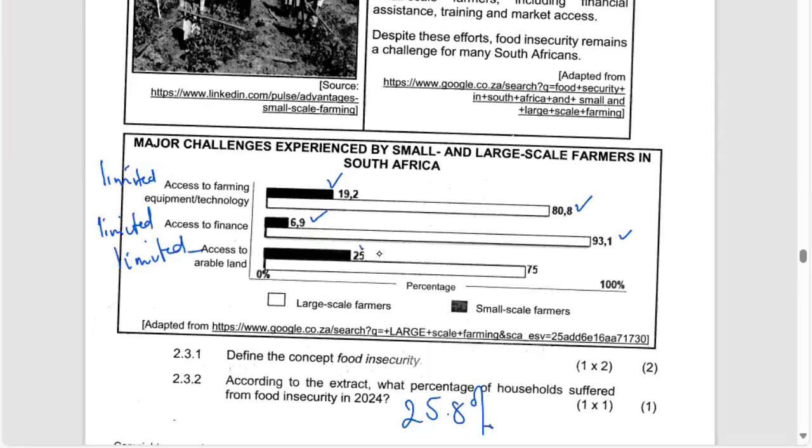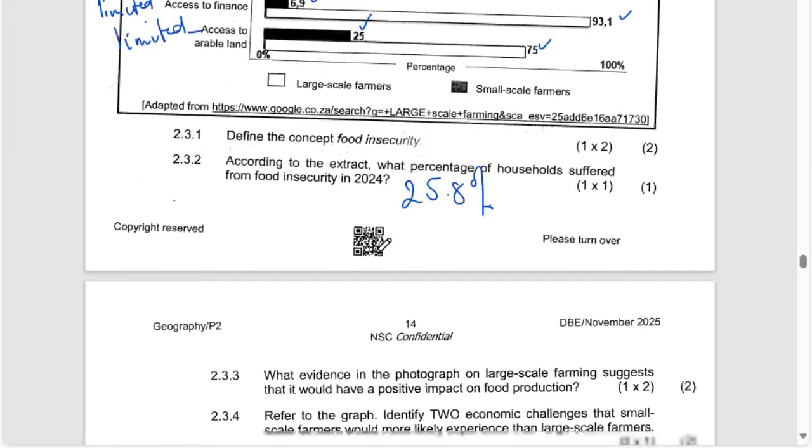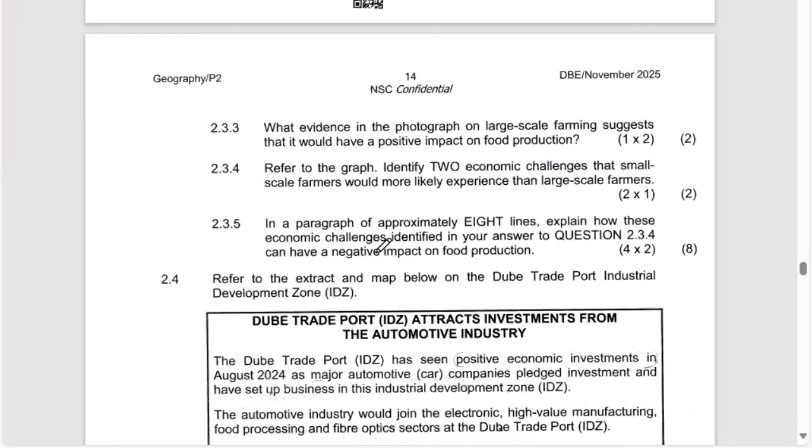Only 25% of small scale farmers have got arable lands, while 75% of large scale farmers have access to arable lands. So those are the reasons. Right, let's look at the last question, number 2.3.5, in a paragraph of approximately 8 lines.